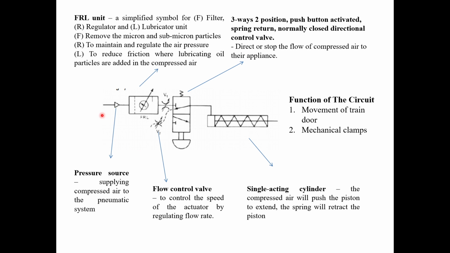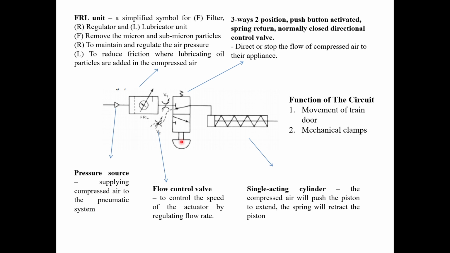So now I will explain about the flow of air in this system. The air is supplied from the compressor unit and the airflow is adjusted by the flow control valve V1. When the push button on the 3-2 DCV is activated, the single acting cylinder will extend because the air supply port, this one, is now connected to the actuator port, this one. So this one will connect to this one. And the exhaust port is now blocked.